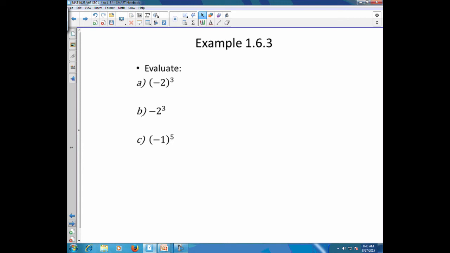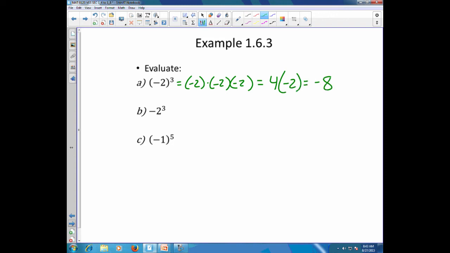And so now let's try some examples of exponents. We have negative 2 cubed. Well, that's going to be negative 2 times negative 2 times negative 2. Negative 2 times negative 2 is positive 4. And then times negative 2 will give you negative 8. For the second example, we have negative 2 times 2 times 2, because the negative is not included in the parentheses. And so again, 2 times 2 times 2 is 8, and we get negative 8.